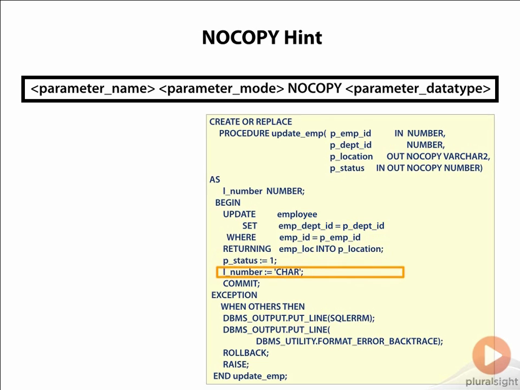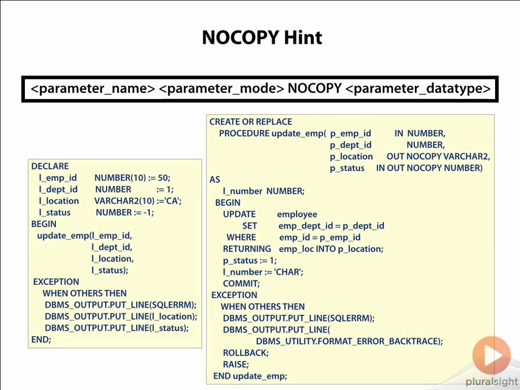Then we create an error by assigning the value char to L number. This will cause the exception to be raised, and inside the exception handler, we are raising it further by the raise statement. Had these been passed by value, Oracle would not have modified the values of the actual parameters. But since these are pointers to the actual parameters, the values of the actual parameters are also changed.